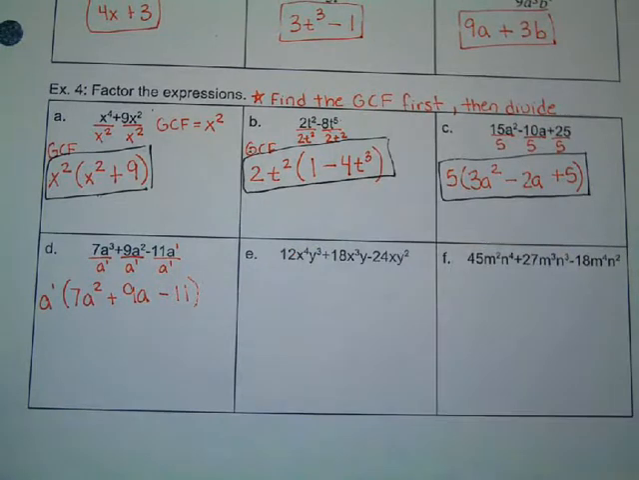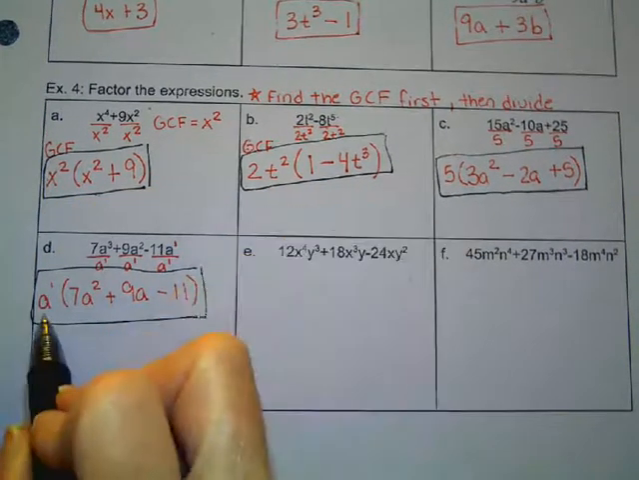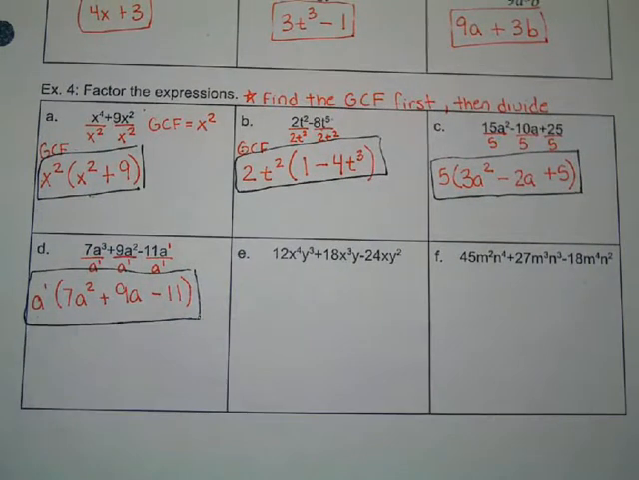So this whole thing is your answer, your GCF, and what you get after you divide. Well, this one looks a little more complex. We have numbers and we have letters, 2 different letters.